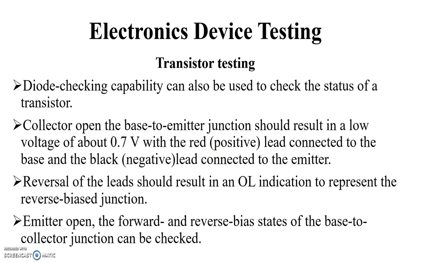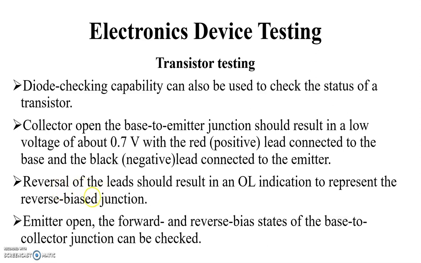Next, similarly, you can check the emitter with the collector open, for the forward biased condition and also the reverse biased condition. You can check both junctions, base to emitter and base to collector. The same voltage will be displayed on the DMM. That means this transistor is working properly.